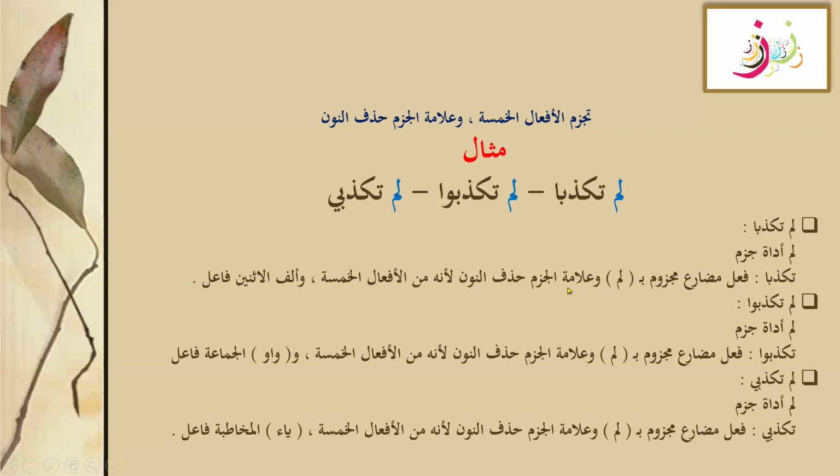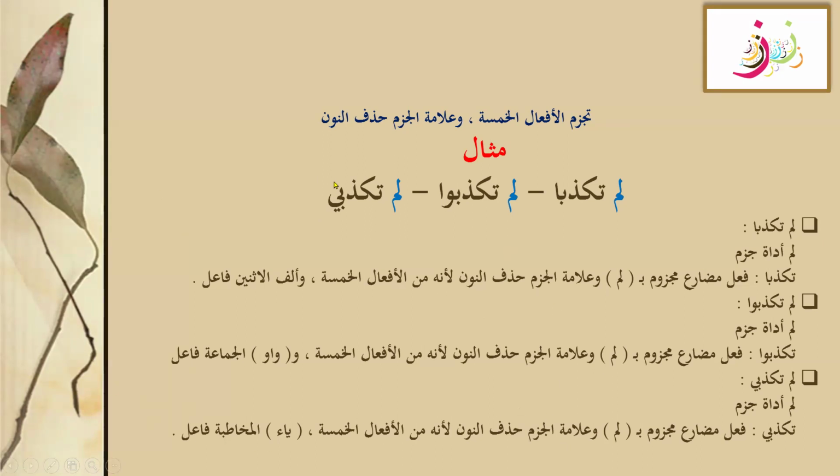So here, takzibani, takzibuna, takzibina, kazaba yakzibu. Here you can see lam takzibu: fi'l mudari' majzum bi-lam, wa alamatu jazmihi hadhf al-noon, li'annahu minal af'al al-khamsa, and wau al-jama'a is the fa'il, with the alif al-fariqa. The next is takzibina, you know that the noon is dropped again because it is preceded by the jazm. Here takzibina becomes takzibi: fi'l mudari' majzum bi-lam, wa alamatu jazmihi hadhf al-noon, li'annahu minal af'al al-khamsa, and ya al-mukhataba is the fa'il.